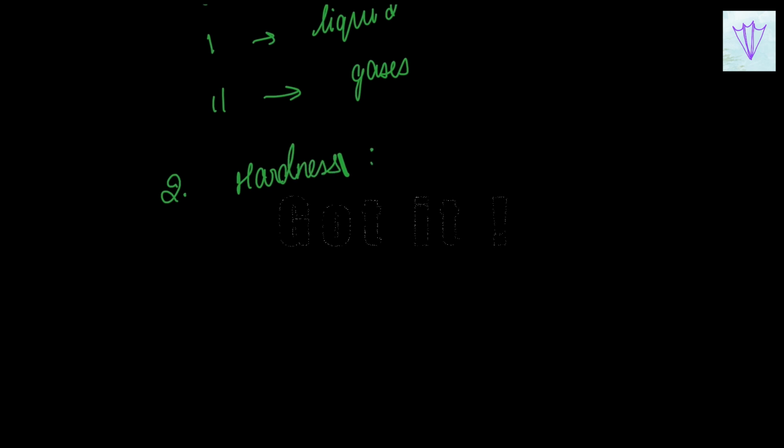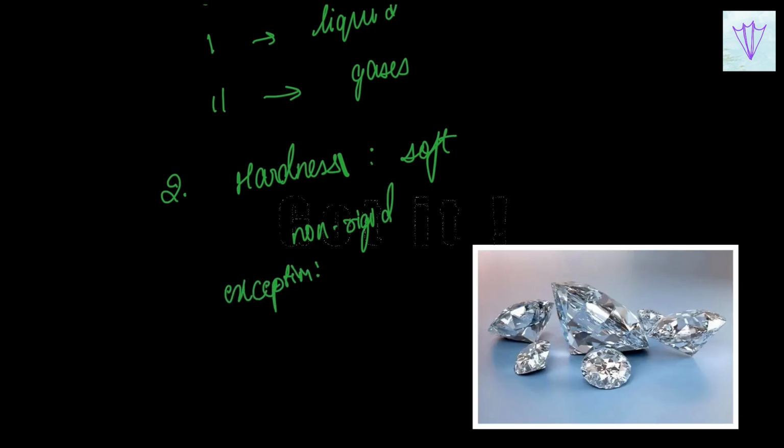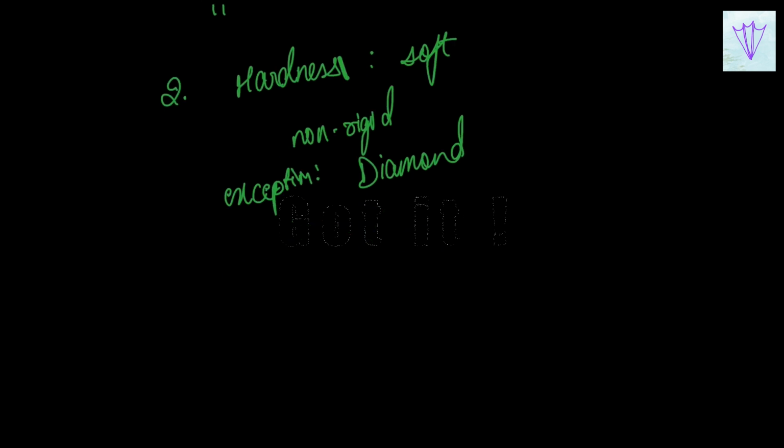The next physical property is hardness. Non-metals are generally soft. The reason is due to the non-rigid packing of their atoms. The exception for this is diamond, which is the hardest naturally occurring substance.